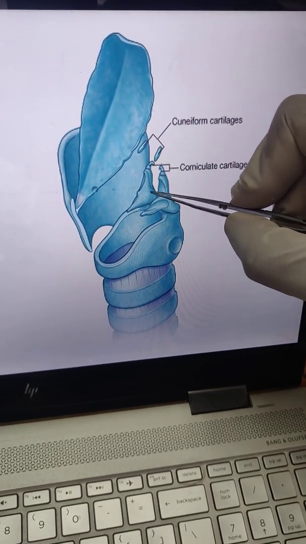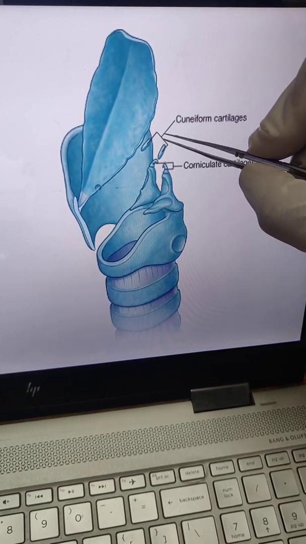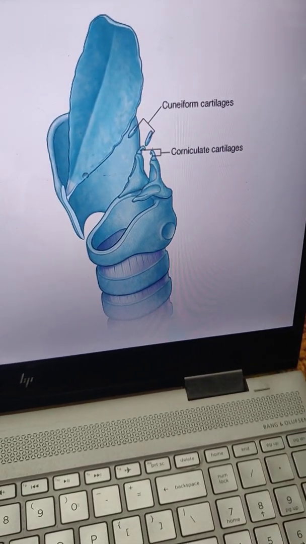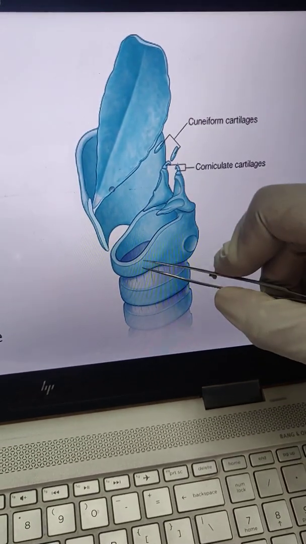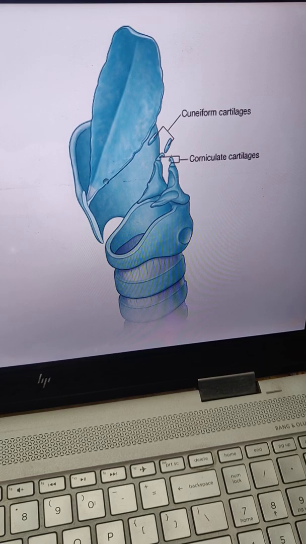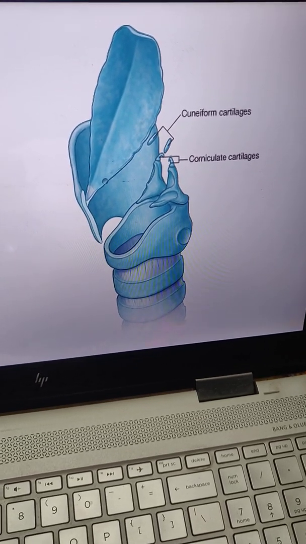So these are the arytenoid, corniculate and cuneiform cartilages, which are the paired cartilages, while the epiglottis, thyroid and cricoid cartilages are the unpaired cartilages. So this is about the cartilages of the larynx.